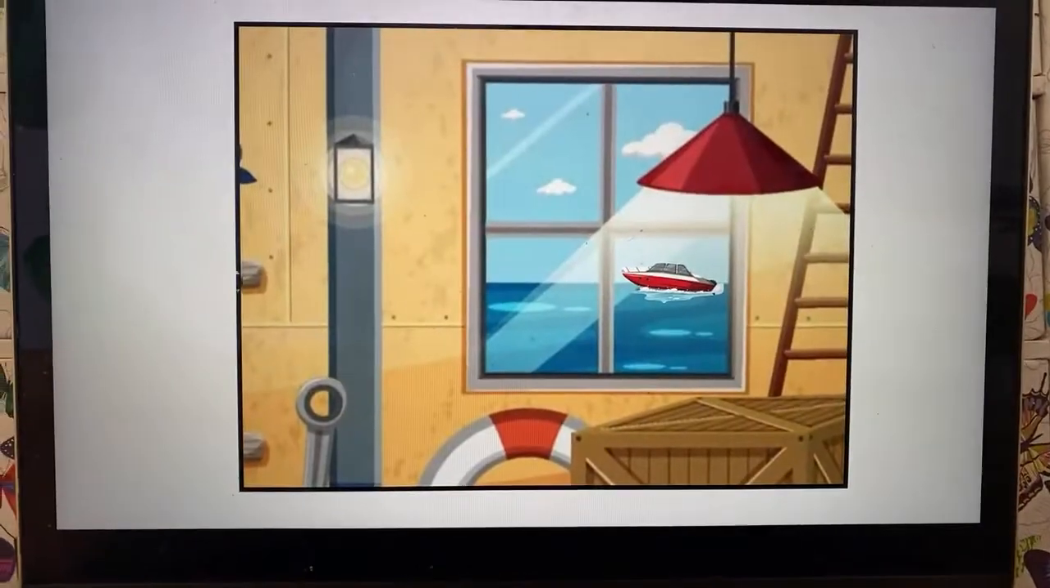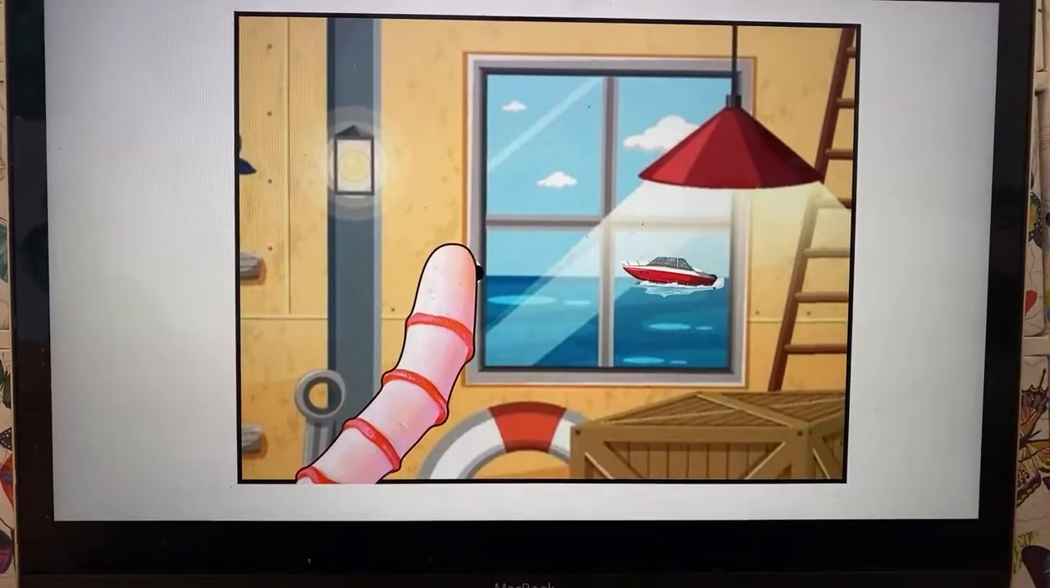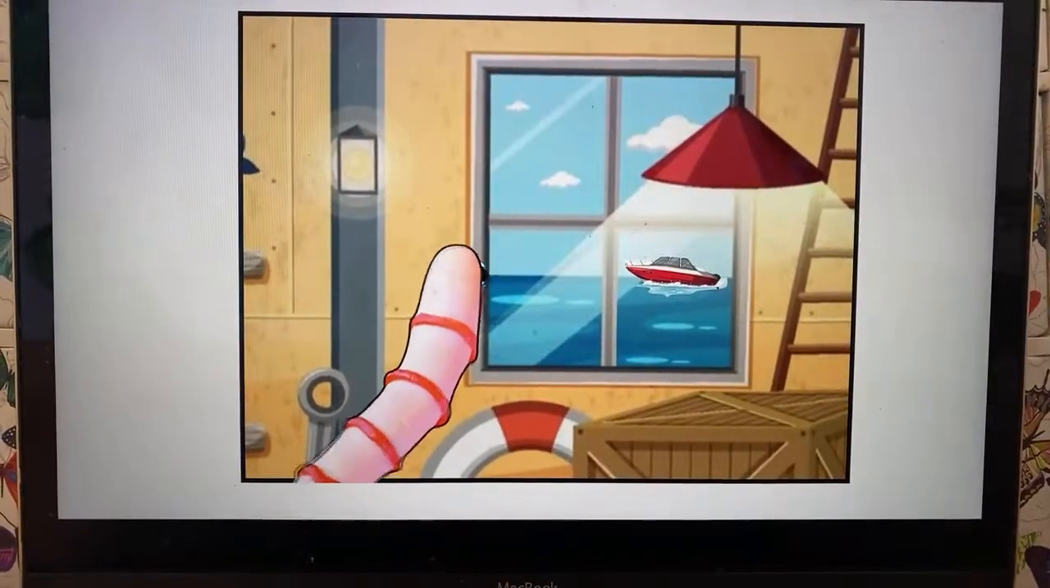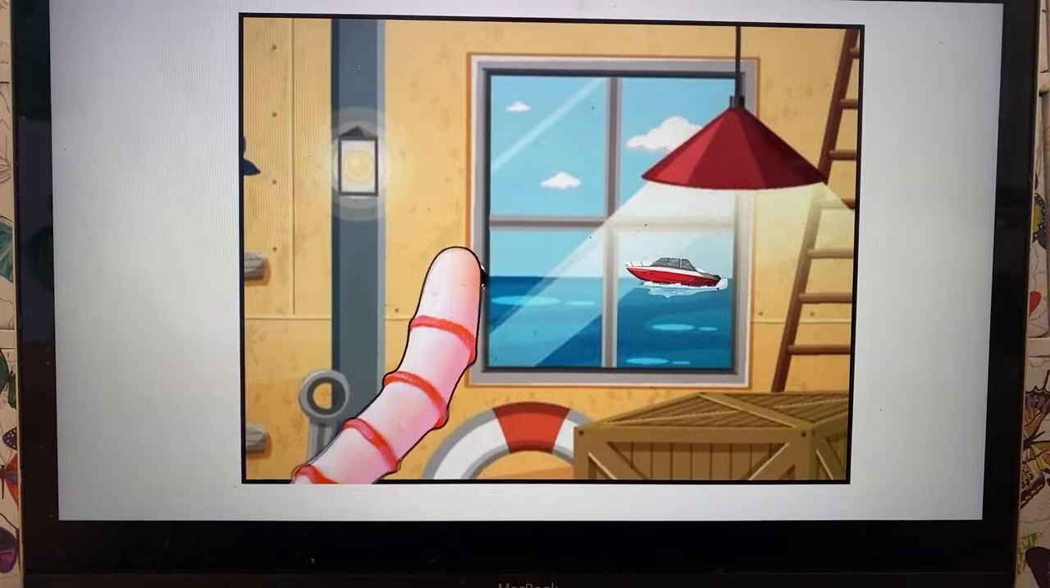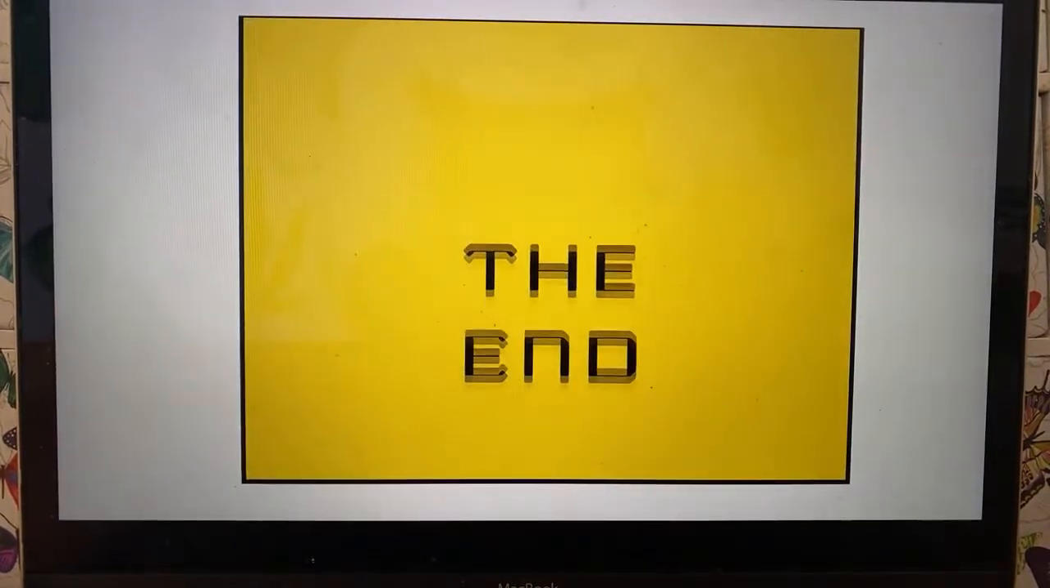And is that it? I think that's it, isn't it? She goes to the window, she sees a lifeboat, she says she'd better wave. We learned last week that is not a wave. And this isn't a wave either. This is just a great pun. Help is on the waves, and that's the end.